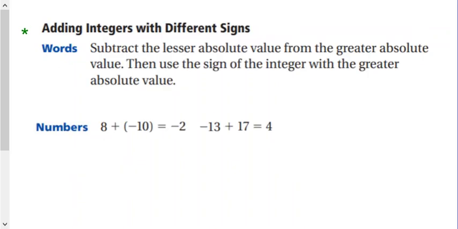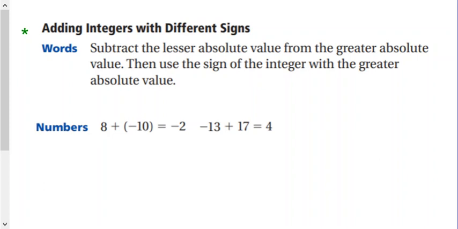Okay, some definitions. All right, so adding integers with different signs, that is what the example we just saw. So we're going to subtract the lesser absolute value from the greater absolute value, then use the sign of the integer with the greater absolute value. Okay, remember yesterday we talked about absolute value being the distance a number is from 0.